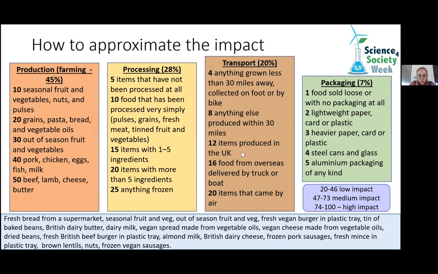So the bread that we buy from a supermarket is usually produced in the UK. So that would be another 12 points. And then the packaging, when you get fresh bread from a supermarket, that usually comes in lightweight plastic. So that would be a further 2 points. If we add that up, we get to 53 points, which would be a medium impact.